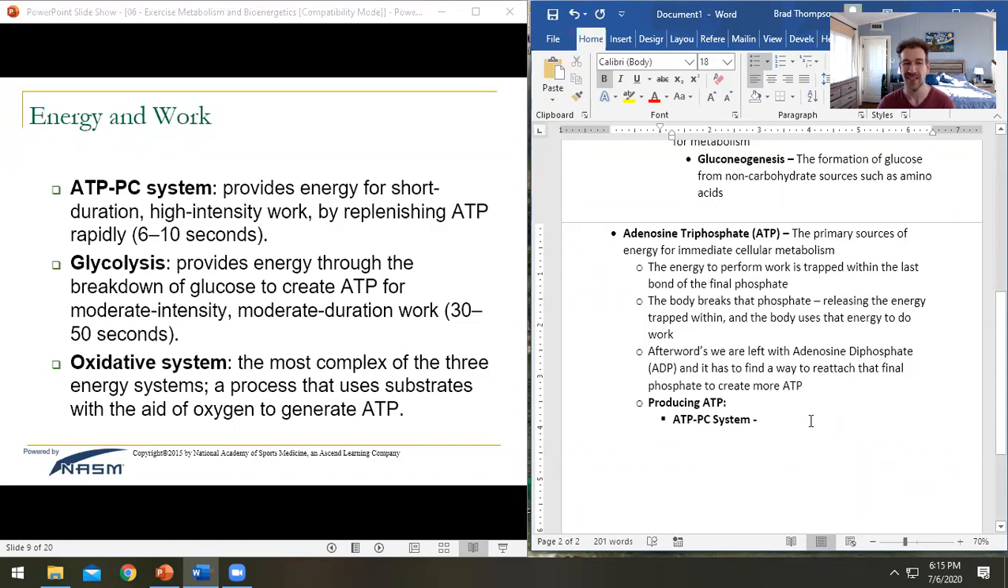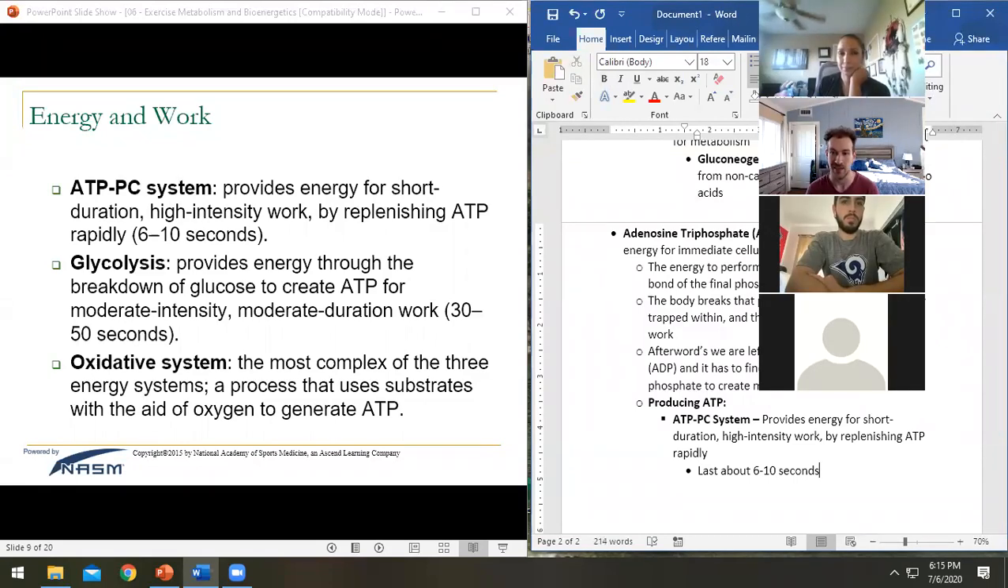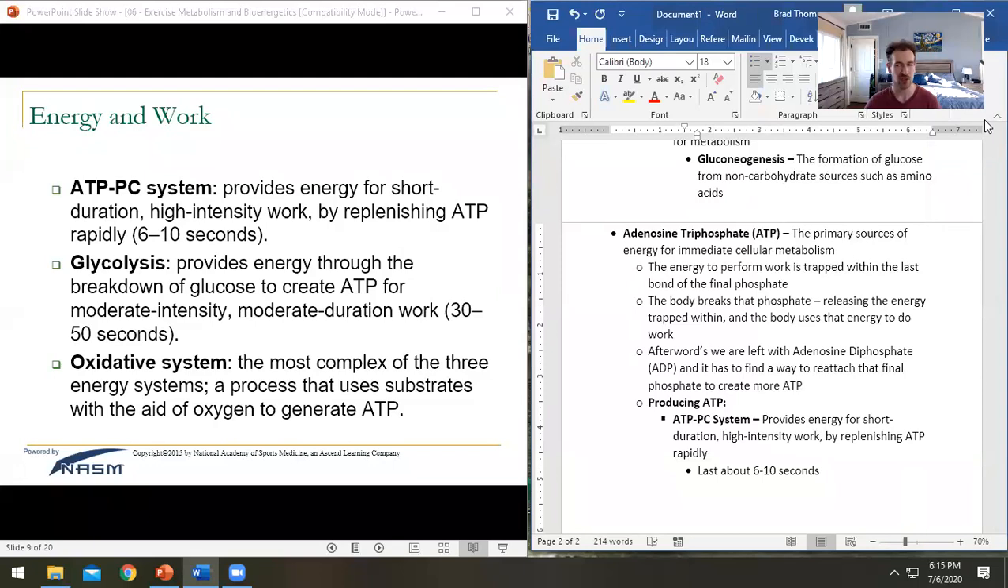So the ATP-PC system is the energy system that provides energy for short duration, high intensity work by replenishing ATP rapidly. Okay, and this lasts about 6 to 10 seconds. So you can do this for about 10 seconds if you're good at it. If you're not so great at it, maybe you're not even going to last that long. And this is kind of an interesting energy system.